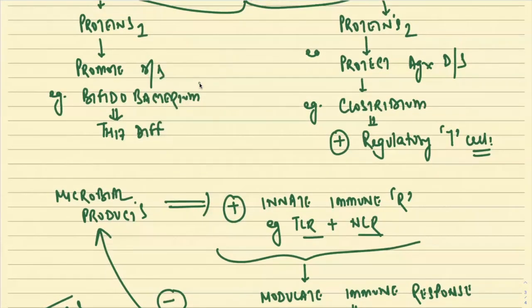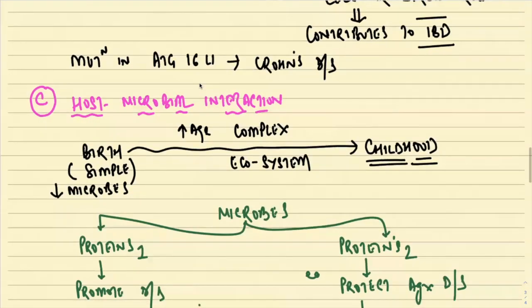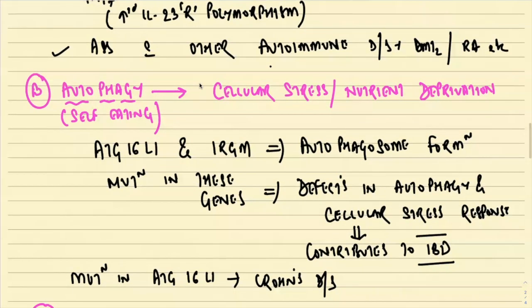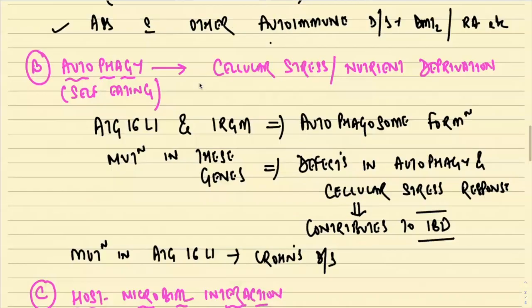In the pathogenesis, we have discussed the host microbial interaction, as in the microbes can secrete certain proteins which can either promote the disease or protect against the disease. And second thing, autophagy. Defective autophagy is also responsible for disease, most commonly mutations in ATG16L1 associated with Crohn's disease, and altered mucosal immunity, wherein there might be a pro-inflammatory stimulus or an anti-inflammatory stimulus. Activation of certain CD4 plus T cells is seen in ulcerative colitis and Crohn's disease. Is the pathogenesis clear to everyone?